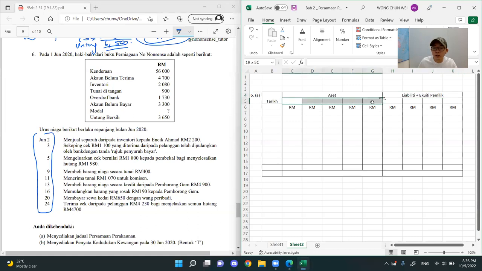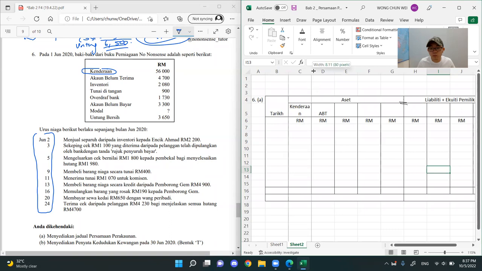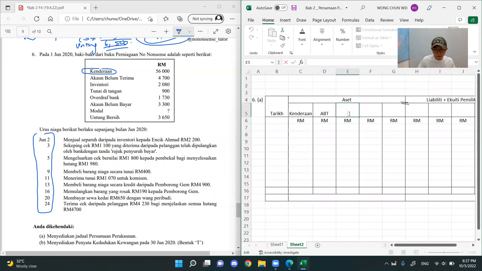Okay, but then we are not sure how many columns you need to have. All right. So from here, nama kenderaan. So you have to know, kenderaan ialah apa? Is it the asset, liability or equity per mille? So surely, kenderaan ialah satu asset. So you put it here. Okay, after that will be account belum terima. So I'll put ABT lah, all right? Okay, lepas tu will be inventory. Tunai di tangan will be tunai lah.